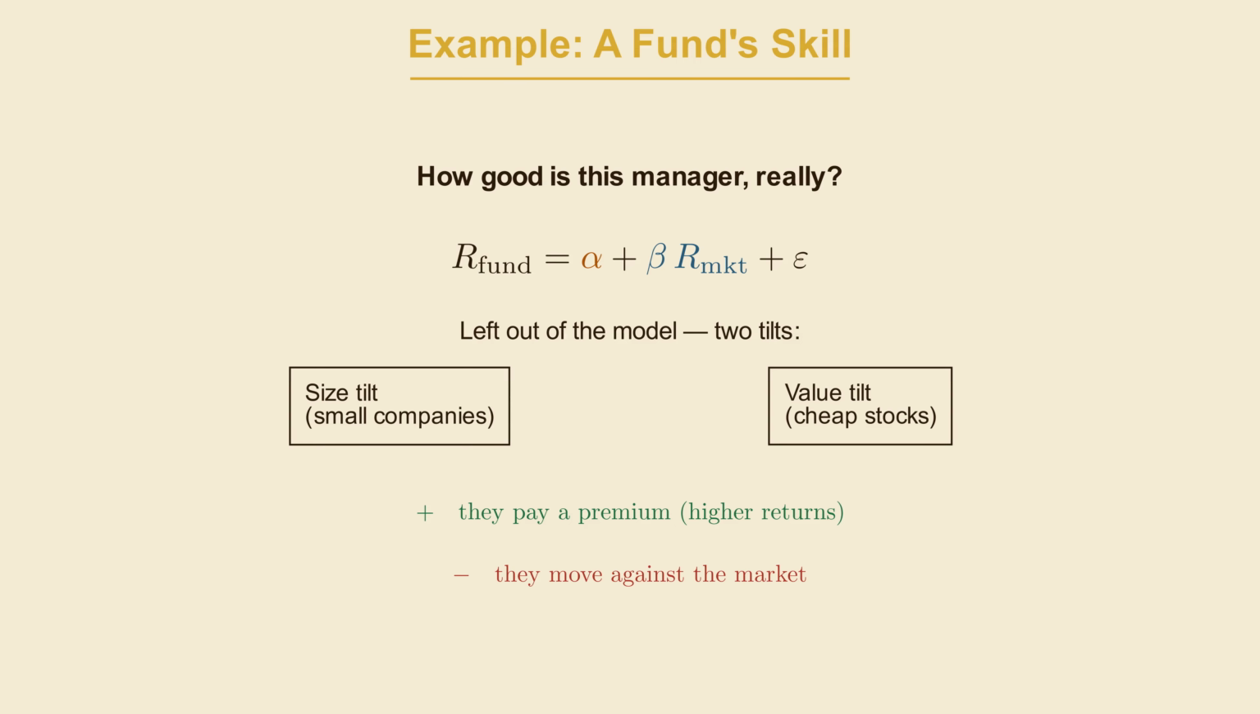Meanwhile, because the tilts moved against the market, they partly canceled out the fund's real market swings. In our first regression, the regression sees a fund that didn't seem to move very much with the market, so it reports a low market exposure. The tilts are effectively masking how much market risk the fund was actually taking on. So now let's run the model with those tilts included. We add the size tilt and the value tilt as their own variables.